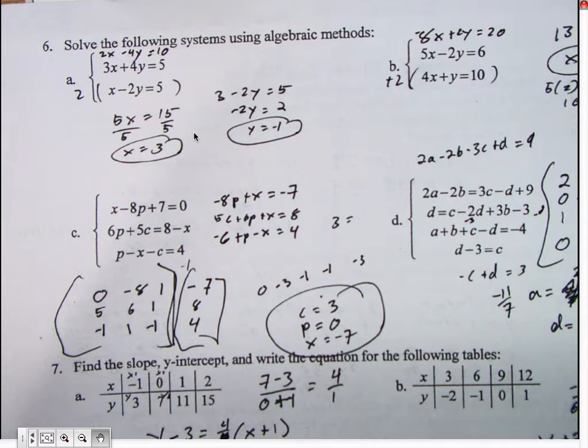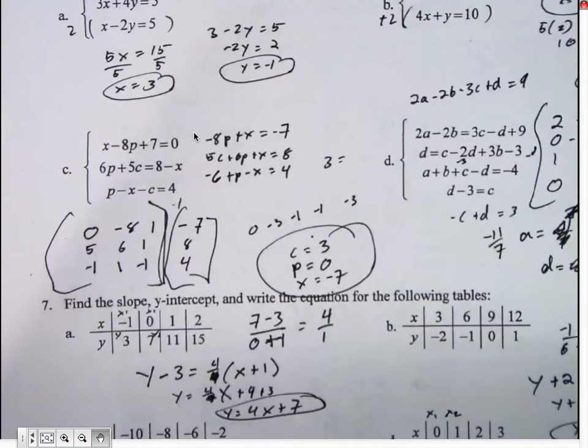B, I get x equals 2 and y equals 2. Again, I did that with elimination method. C, I moved to a matrix because I didn't want to do elimination method a million times because I had 3 unknowns.